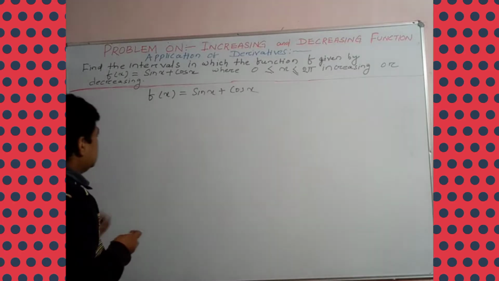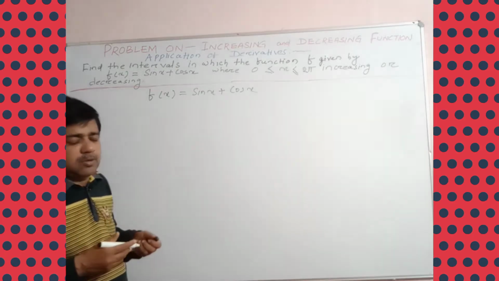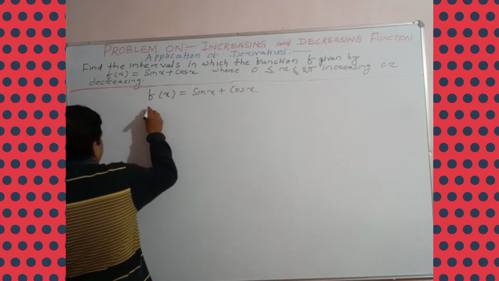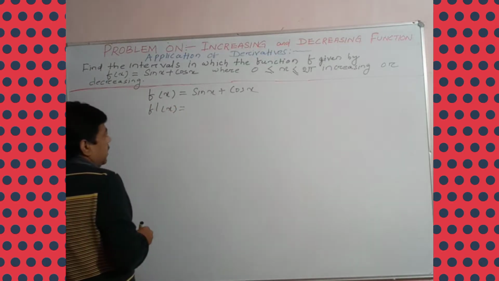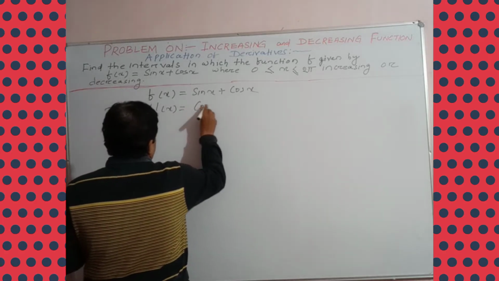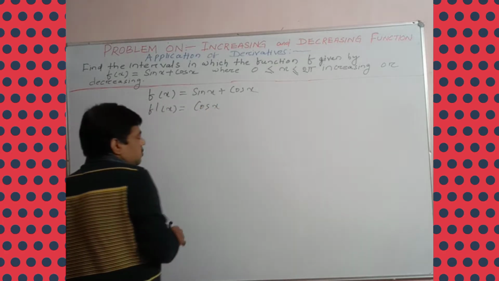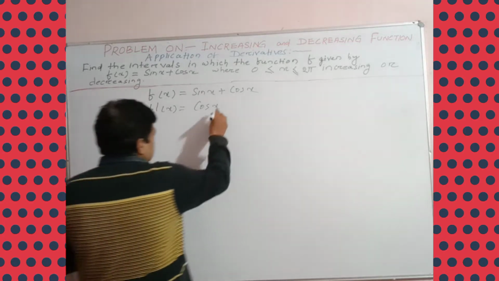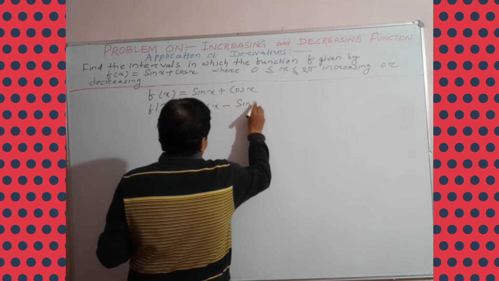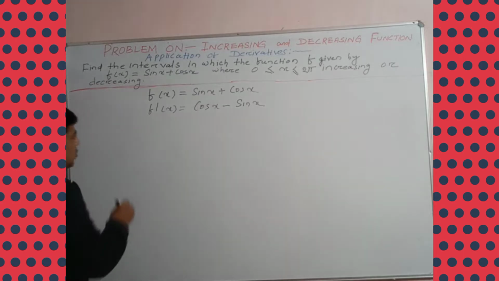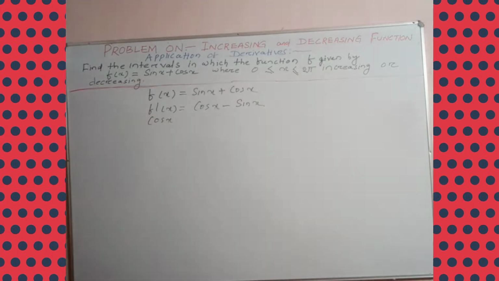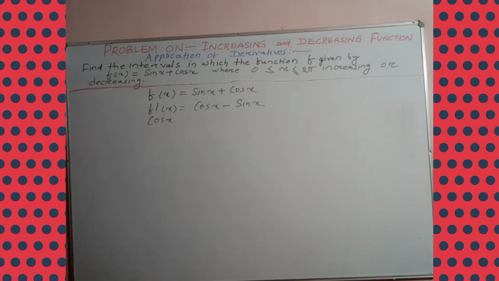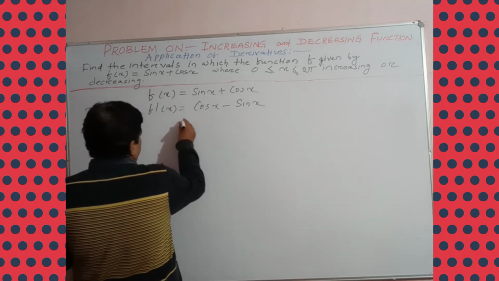So let's see the function f(x) = sin x + cos x. Let us find the derivative f'(x), the first order derivative. The derivative of sin x is cos x, and the derivative of cos x is minus sin x. Understand or not? So f'(x) = cos x − sin x, which we can also write in another form.